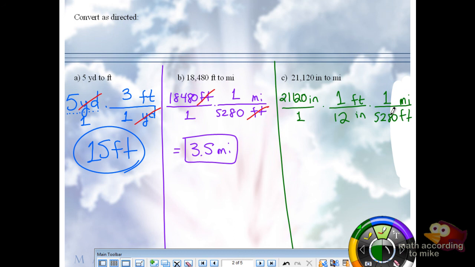There's a lot. Now, if you're going to put this in your calculator, do so carefully. You need parentheses if you're going to do it in one fell swoop, because otherwise you'll only divide by 12, and then you'll multiply everything by 5,280. Think about it. You're going from a smaller unit to a larger unit, so your actual value should get smaller. So if you get a number bigger than 21,000, something's definitely wrong.